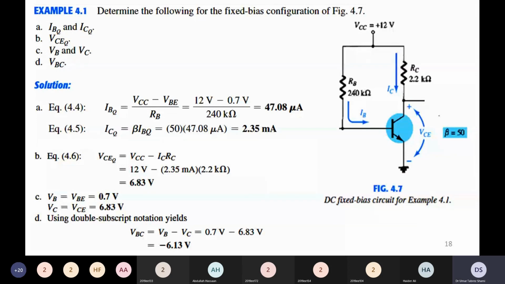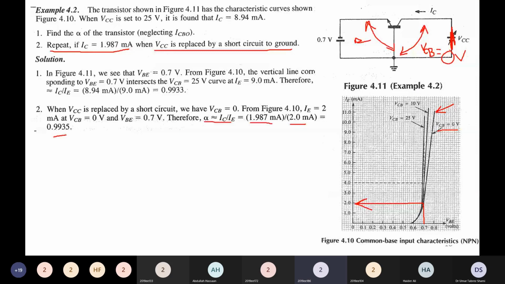Sir, how did we come to know that the curve with VCB equal to 25 volts is the ideal curve? Can you please repeat your question? Sir, I'm saying, how did we know that the curve with VCB equal to 25 volts is the one to use? Why didn't we take VCB equal to 0 or 10 volts? Why did we take 25 volts?